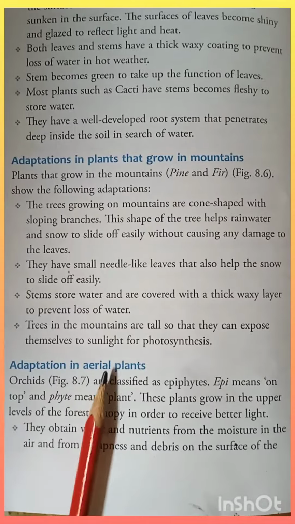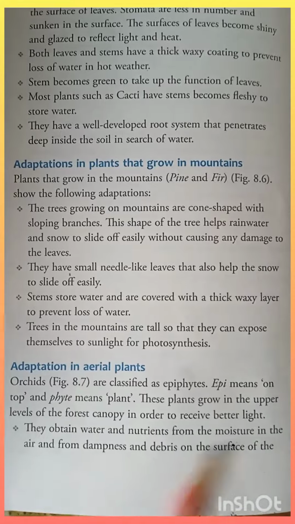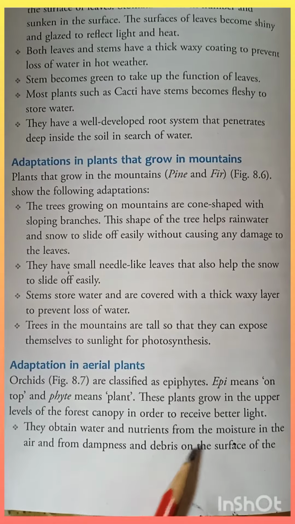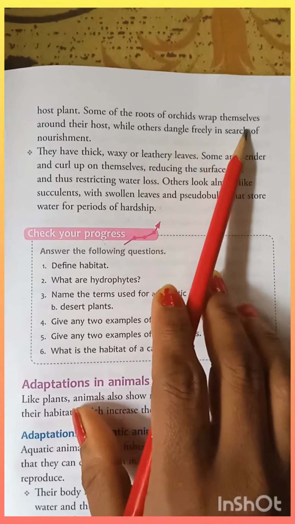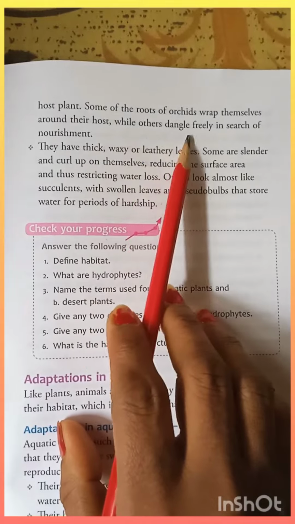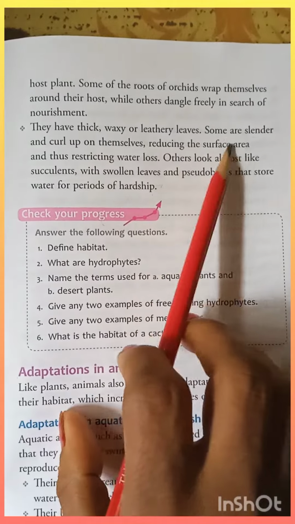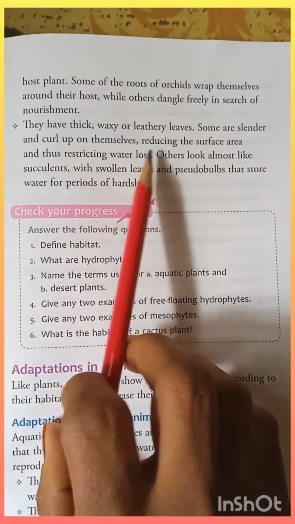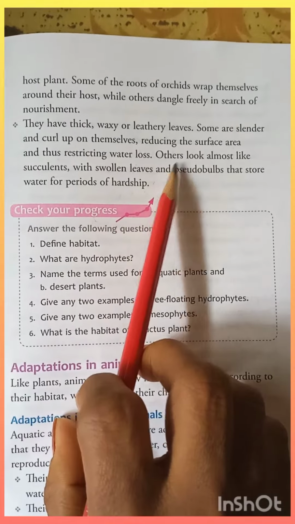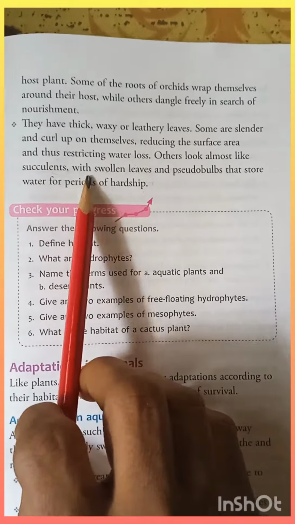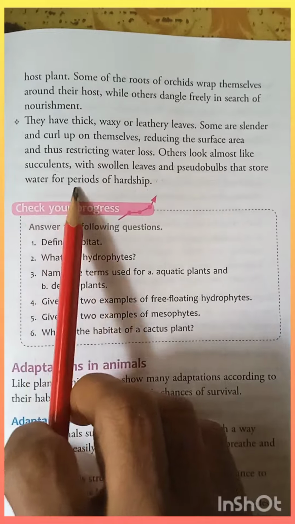Next comes the adaptation in aerial plants. They obtain water and nutrients from the moisture in the air and from dampness and debris on the surface of the host plant. Some of the roots of orchids wrap themselves around their host while others dangle freely in search of nourishment. They have thick, waxy or leathery leaves. Some are slender and curl up on themselves, reducing the surface area and thus restricting water loss. The others look almost like succulents with swollen leaves and pseudobulbs that store water for periods of hardship.